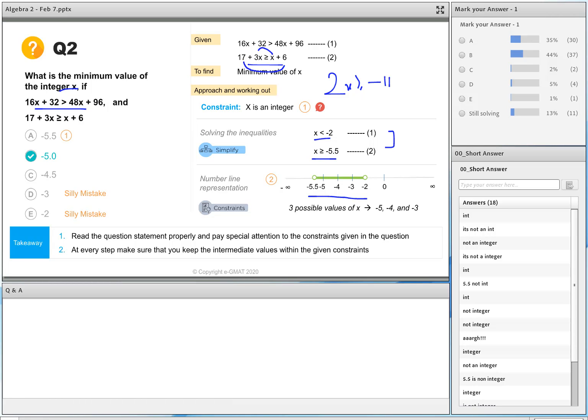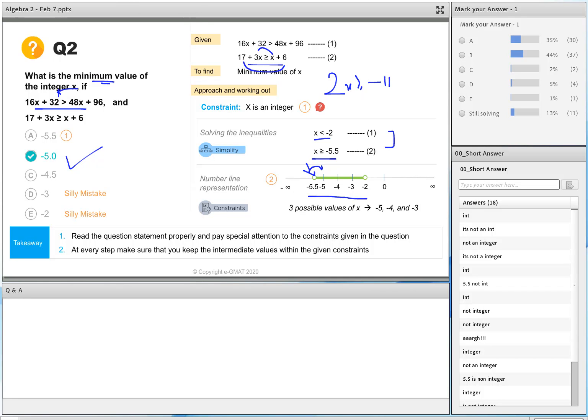What do I need to find out? The minimum value. The minimum value is -5.5, but wait, there's another word over here: the minimum value of integer x. So x needs to be an integer, right? What is the next value from -5.5 which is an integer? It's -5, which means choice B is the right answer for this question.